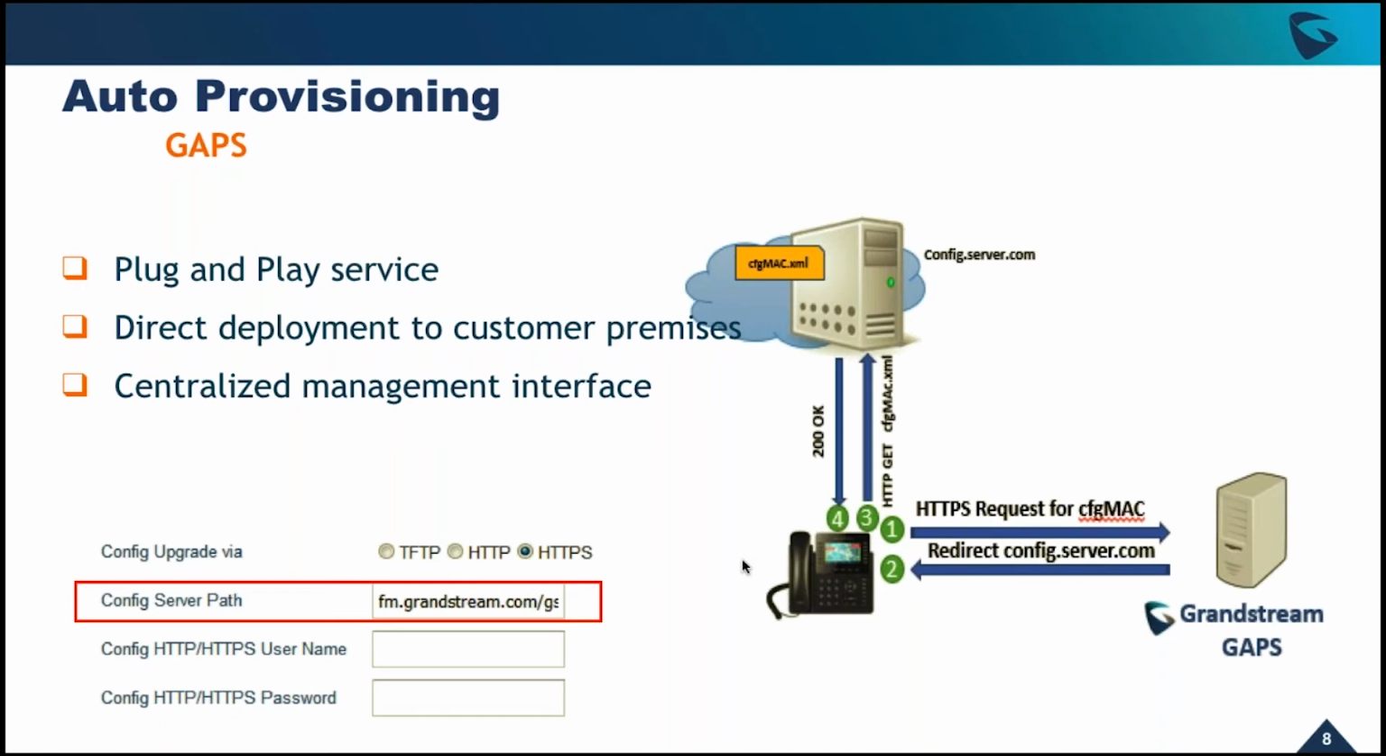You can also use GAPS as your provisioning server to push a number of other settings to the device. By the way, GAPS uses the HTTPS protocol, which adds more security to your provisioning process. With that being said, GAPS provides a plug-and-play service. ITSPs can directly ship devices to the customer premises without the need to unbox and pre-configure them. All you have to do is add the MAC address to the GAPS profile, and it will be a perfect solution for centralized management.